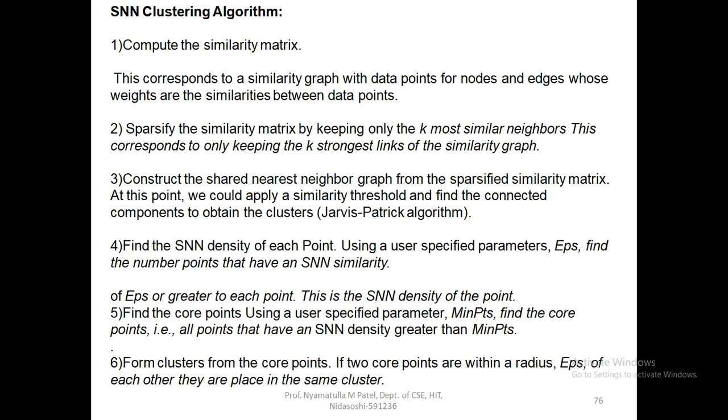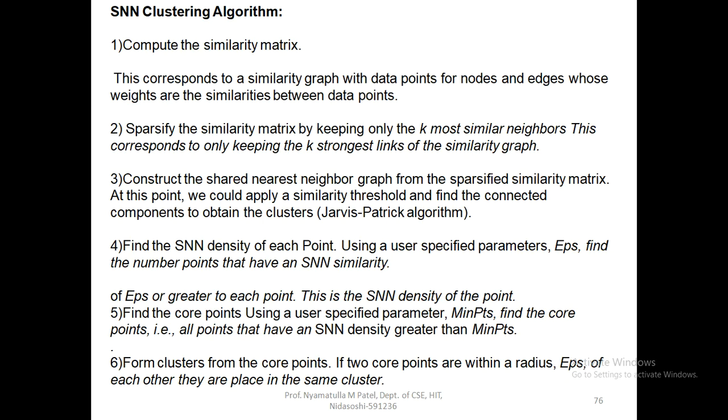This corresponds to only keeping the k strongest links of the similarity graph. So, if you talk with respect to the graph, I need to keep only the k strongest links of the similarity graph. Then the third step is to construct the shared nearest neighbor graph from this sparsified similarity matrix.